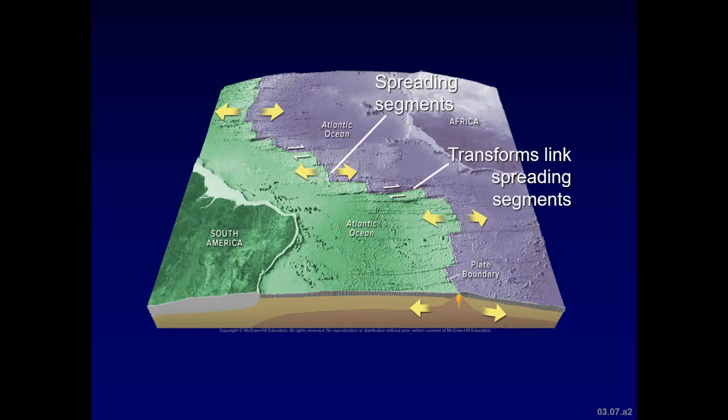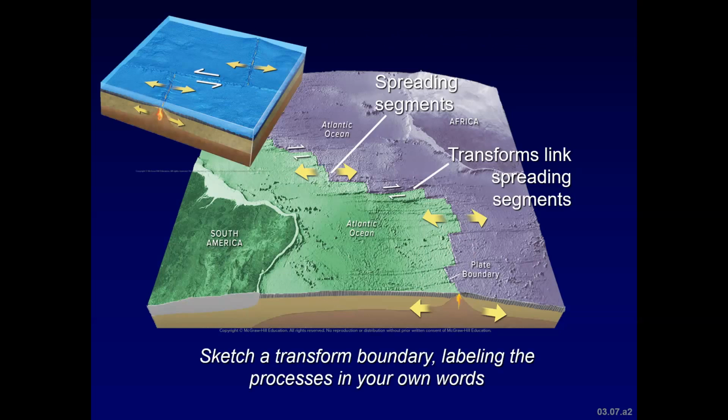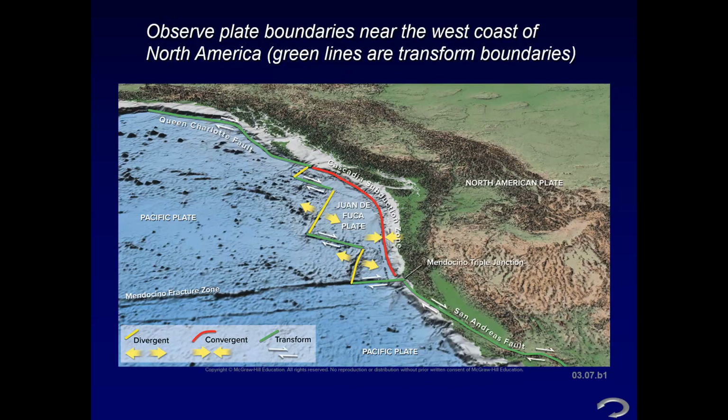The transforms link the spreading segments. All right, you can sketch that one as well if you like. It gets real complicated in Western North America. So we have a divergent boundary here, divergent, divergent, linked by these transform boundaries. And then a convergent boundary in the Cascadian subduction zone. If you go further south, the San Andreas Fault Zone is a transform boundary.